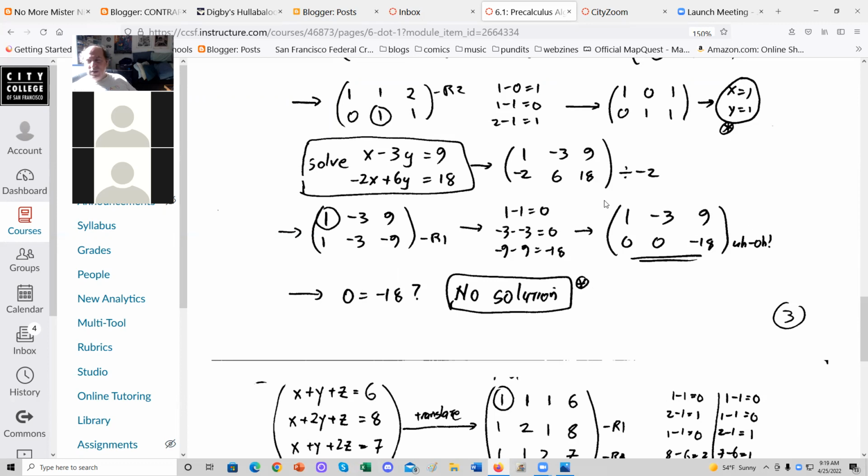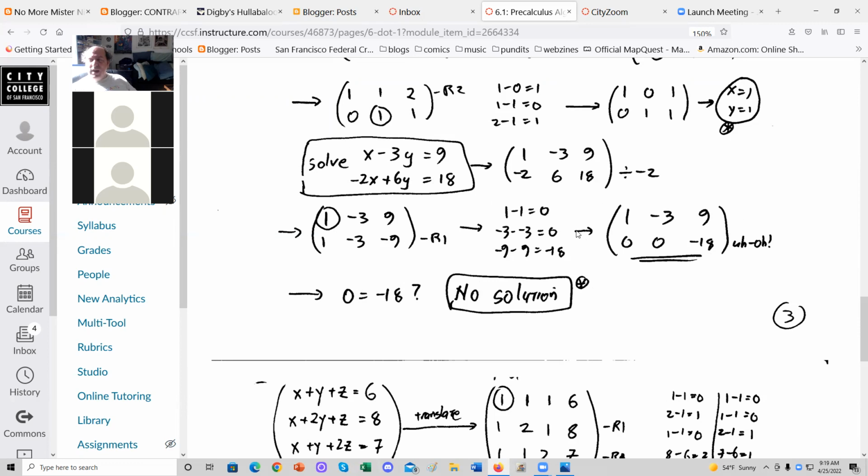Uh-oh. If we translate this last row into an equation, it's 0x plus 0y equals negative 18. Well, 0 is not equal to negative 18, so this is an absurdity, so this had to be absurd in the first place. This initial system had no solutions.